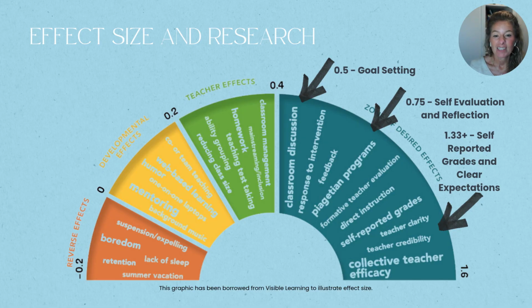Goal setting has an effect size of 0.5. Self-evaluation and reflection have an effect size of 0.75. When learning is visible, students understand what success looks like and believe their actions matter.